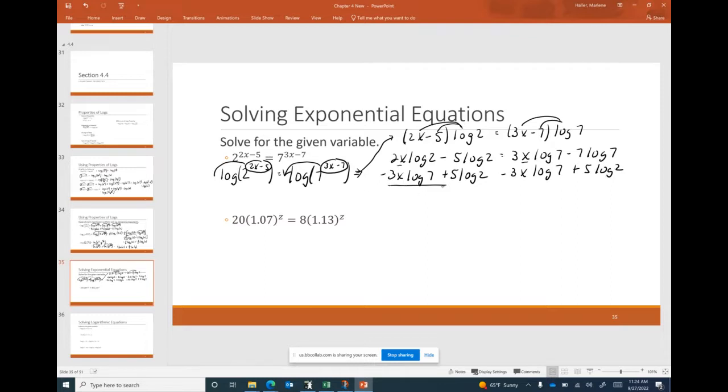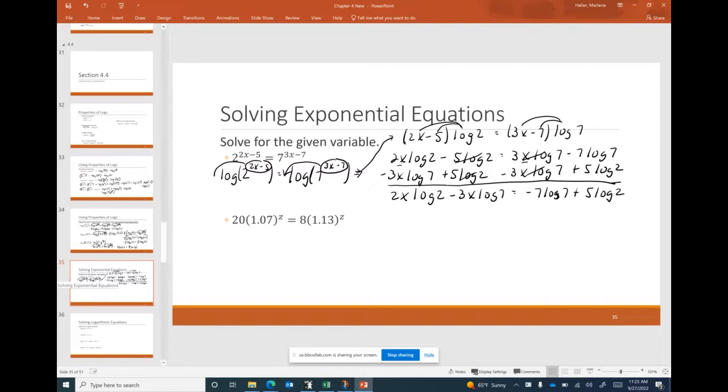All right, so then what do I have left? Let's see. 2x log 2 minus 3 log 7. Well, I can't combine those terms, so let me just write it out. 2x log 2 minus 3x log 7. These cancel out. And that's going to be equal to, let's add it out, negative 7 log 7 plus 5 log 2.